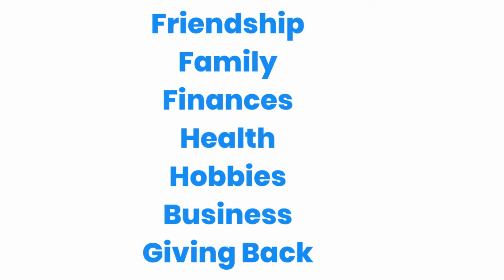So when I'm doing my dream board, I like to take all 7 areas of life. So we have friendship, finances, health, hobbies, business, and giving back. And I brainstorm all of those areas. If the sky were the limit and I didn't have to think about any restrictions, what would I want that area of life to look like?